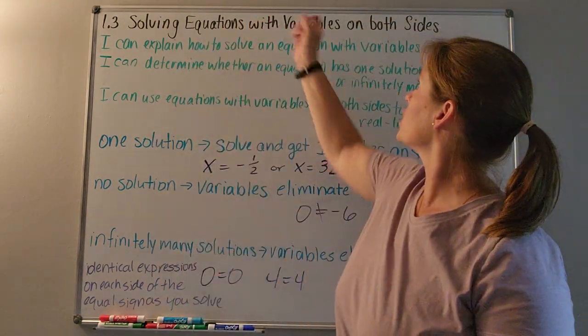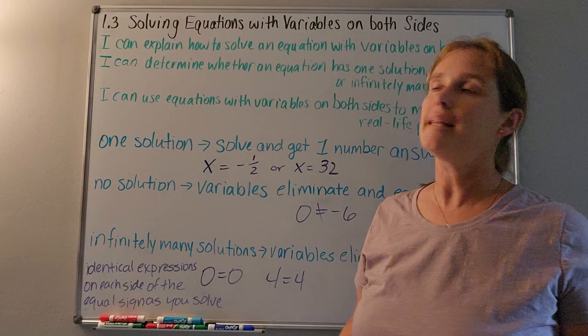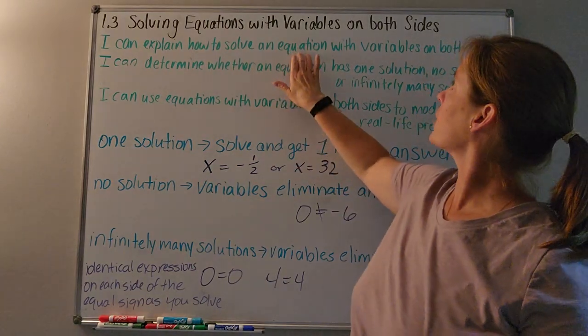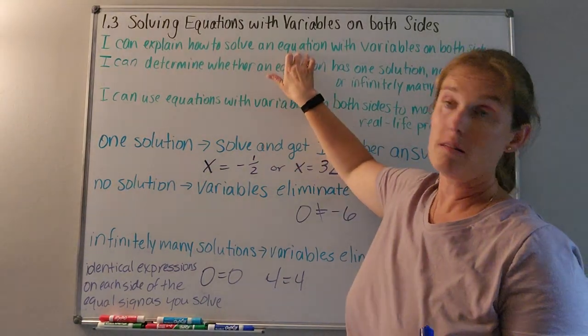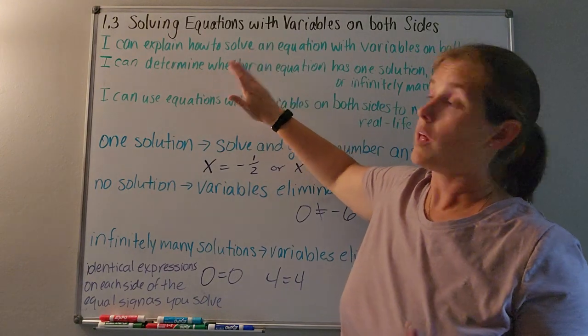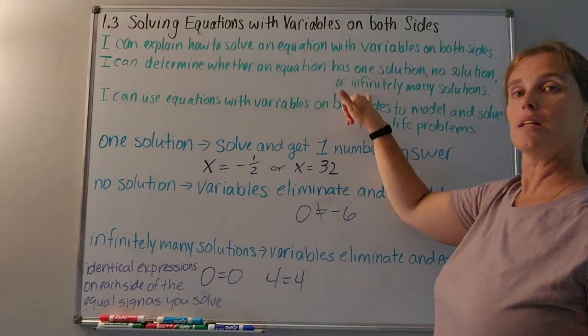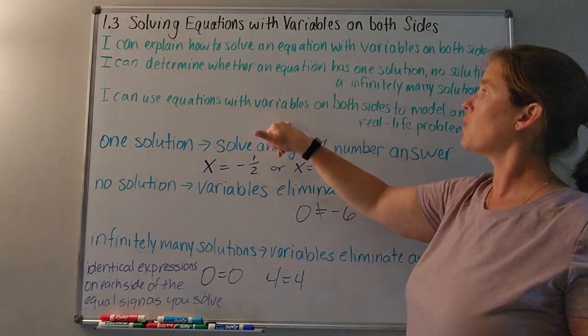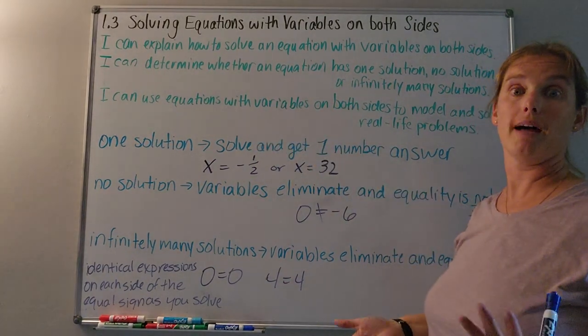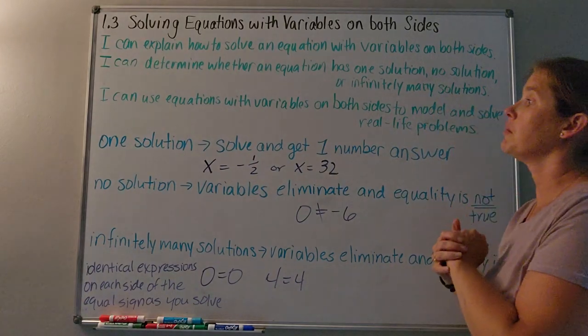We're going to solve equations with variables on both sides. By the end of this, I want you to be able to explain how to solve an equation with variables on both sides. We'll look at a bunch of different ways to do that. Determine whether an equation has one solution, no solution, or infinitely many solutions. And then use equations with variables on both sides to model and solve real-life problems.